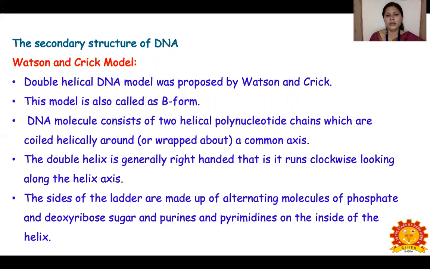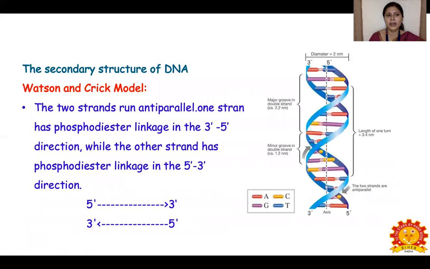The DNA molecule consists of 2 helical polynucleotide chains, which are wrapped around a common axis. The double helix is generally right-handed, that is, it turns clockwise looking along the helix axis. The sides of the ladder are made up of alternating molecules of phosphate and deoxyribose sugar, and purines and pyrimidines are on the inside of the helix. So the sugar phosphate will be the outer part and the bases will be in the inside part.